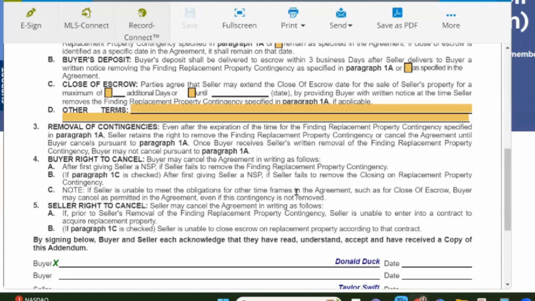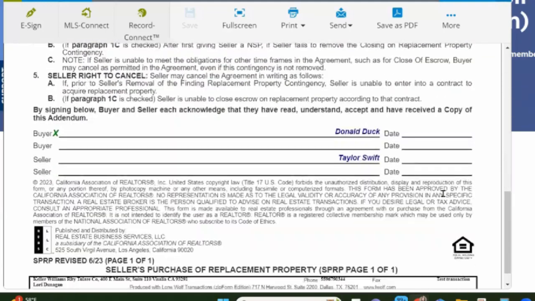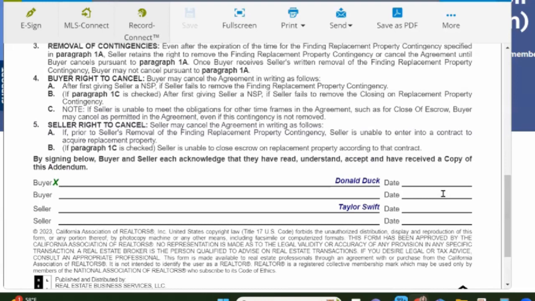So up here, where this says that the seller has the right to close on the replacement property, it says seller by the scheduled close of escrow date shall either close escrow or remove this contingency in writing. So this doesn't account for any extensions. So, you know, if the replacement property is supposed to close on March 15th, but there's something going on and now it's not going to close until March 18th, this isn't giving them the right to extend that by 3 more days. It's basically saying it was scheduled to close on the 15th, and so the contingency should be removed by that date. So I know that last part, I kind of made it a little bit confusing, but any questions?